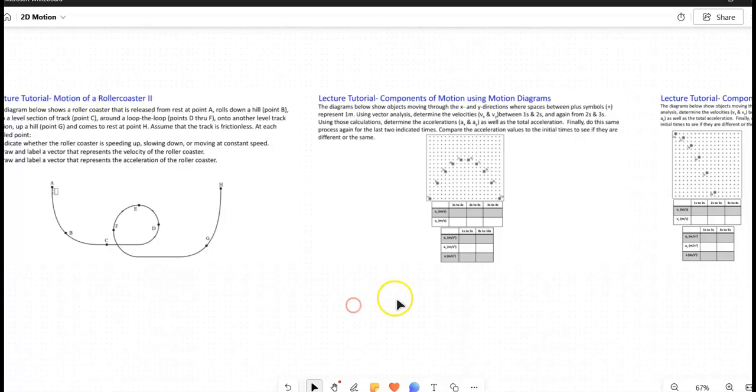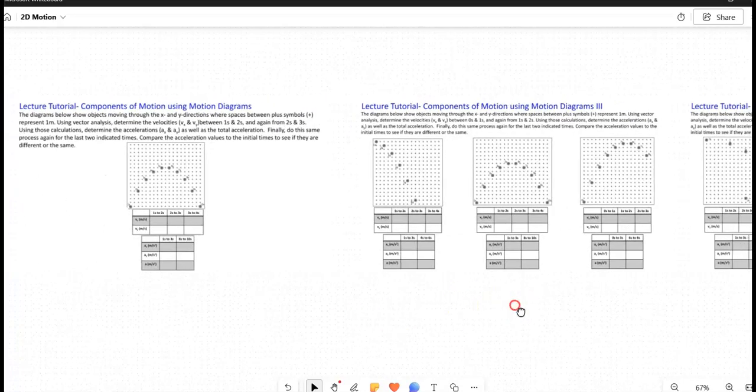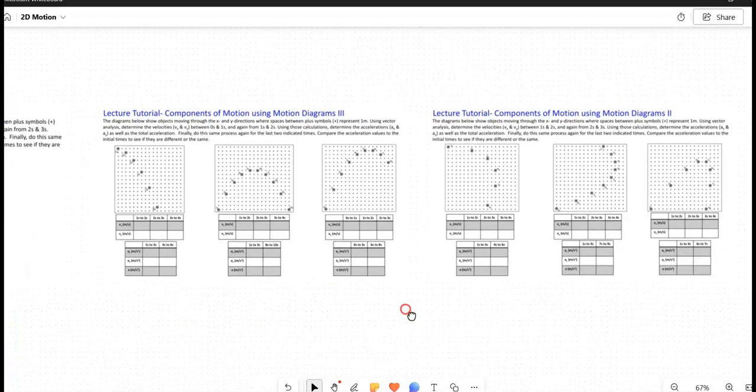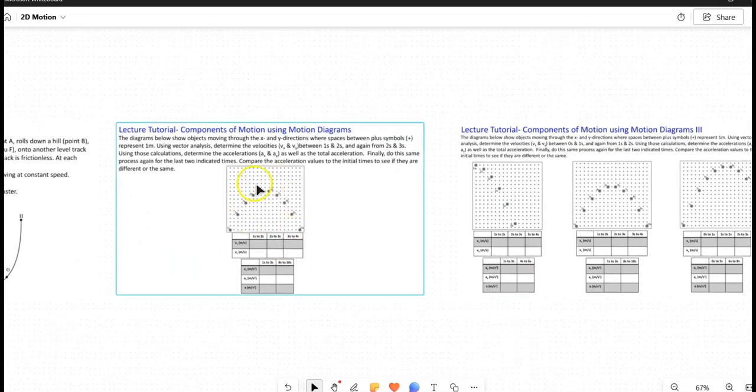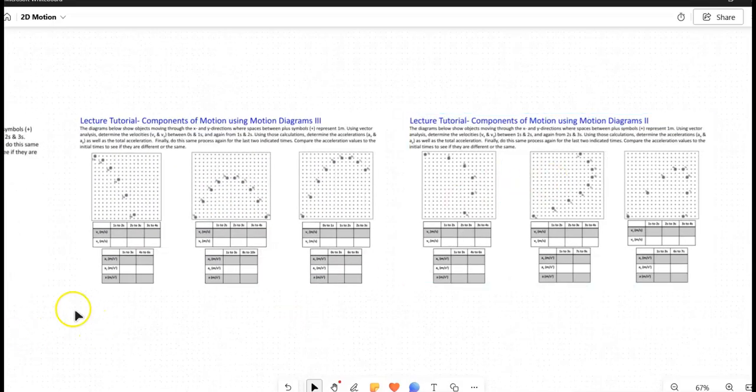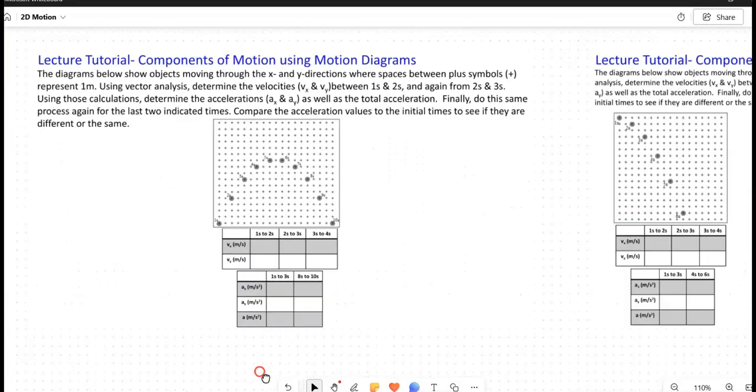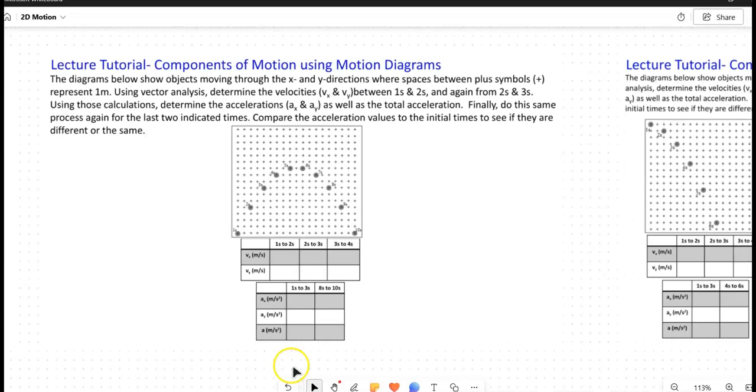So let's go ahead. And you have a tutorial that you're supposed to do. And these 3 ones are the most important part of the tutorial. And we will do this middle one together. There is a second page to it. Okay? So let's go ahead and do this one.